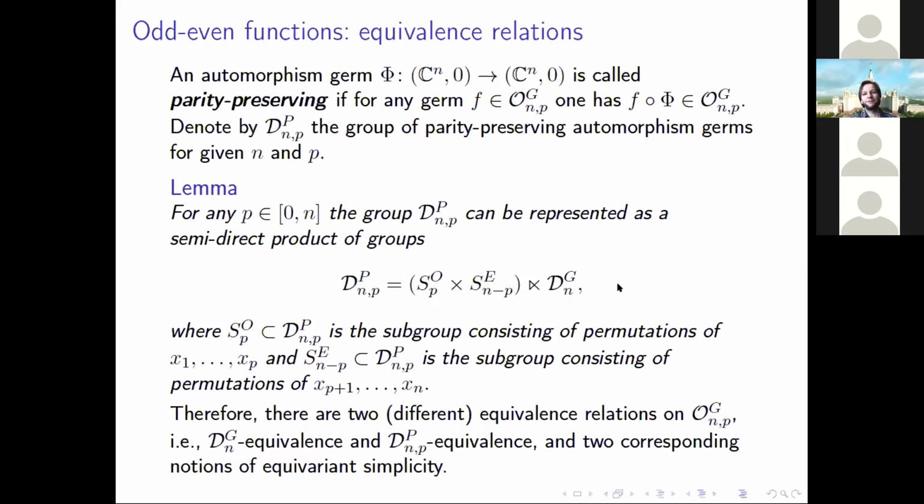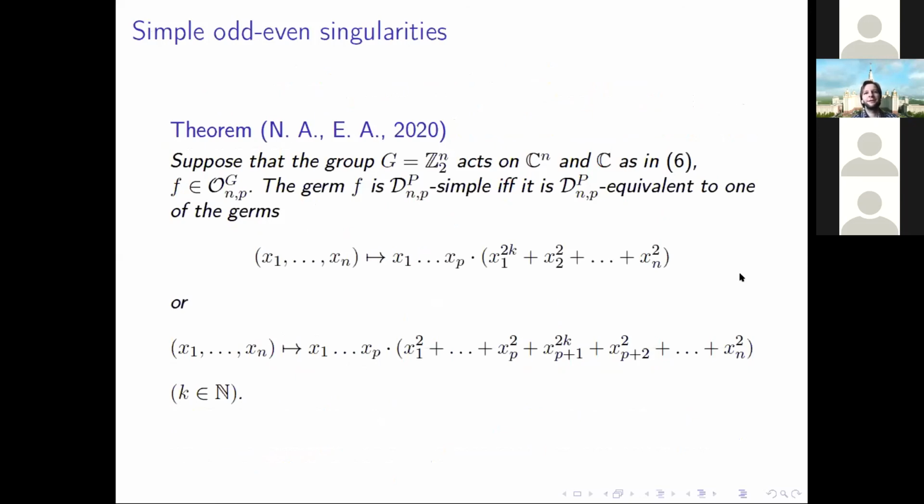So we can introduce a weaker equivalence relation on the set of odd even function germs, and therefore get a different notion of simple singularities. And now the classification result is here. So given the group representations, we can say that all simple function germs here are of this form. So we have, first of all, this monomial x1 through xp. For instance, if p equals 0, if our functions are even in each coordinate, then we do not have this monomial, it just equals 1. And then we multiply this monomial by a certain function that is even in each variable.